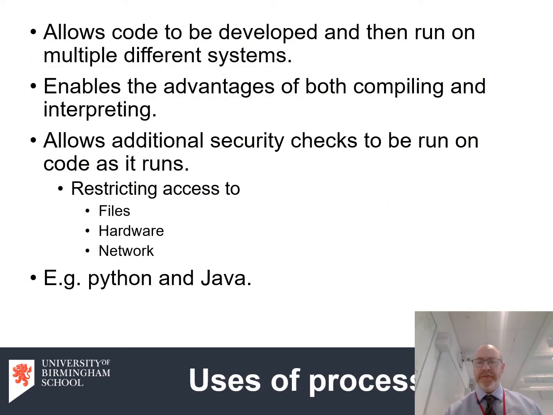So to kind of finish off, we have different uses for both system and process virtual machines. Process virtual machines can be developed once and then run on many, many different systems. So for example, I might code something on a Windows computer and then run it on Linux and Mac without having to change my code.